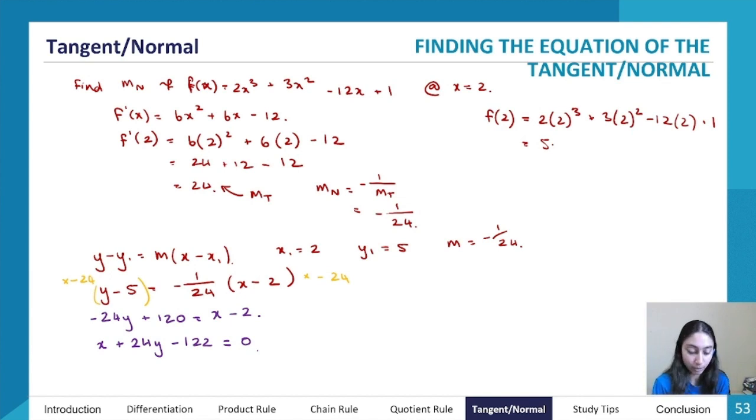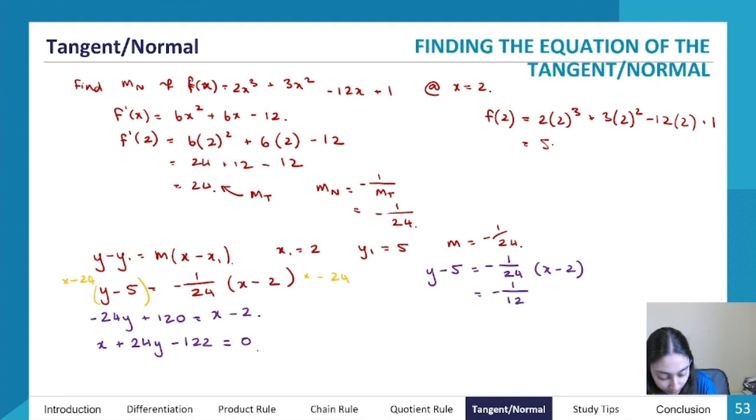Now I'm going to do it using y is equal to mx plus b, which we've got y minus 5 is equal to negative 1 on 24, x minus 2. So I'm just going to expand those brackets. So minus 1 on 24 x plus 1 on 12. I'm going to bring the 5 over to the other side. So it's y is equal to negative x on 24 plus whatever 5 plus 1 on 12 is, 61 on 12. Okay, and that's my answer using the y is equal to mx plus b formula.